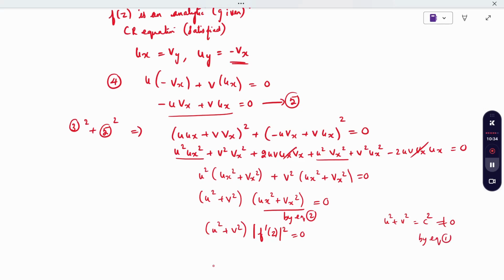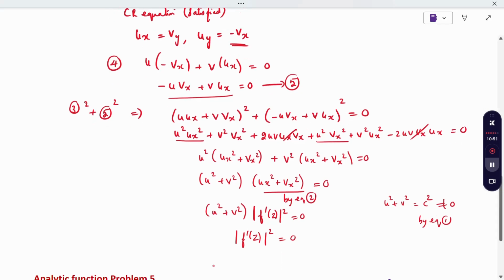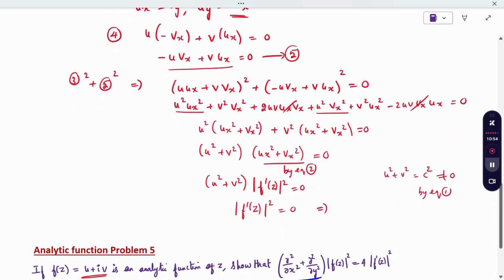So this is like a constant, so I need not write constant times anything; we can remove that. So it is nothing but f dash of z the whole squared equal to 0. The square I can remove, so f dash of z equal to 0. So f dash equal to 0 means the modulus also I can remove. It's nothing but f dash of z equal to 0. So what is the meaning? F of z equals constant. That is what we needed to prove, and we have proved it.